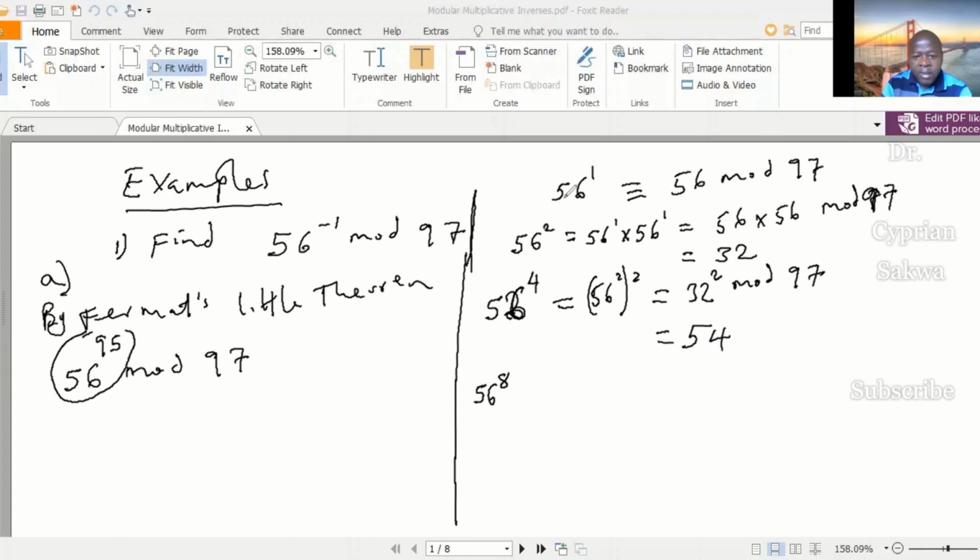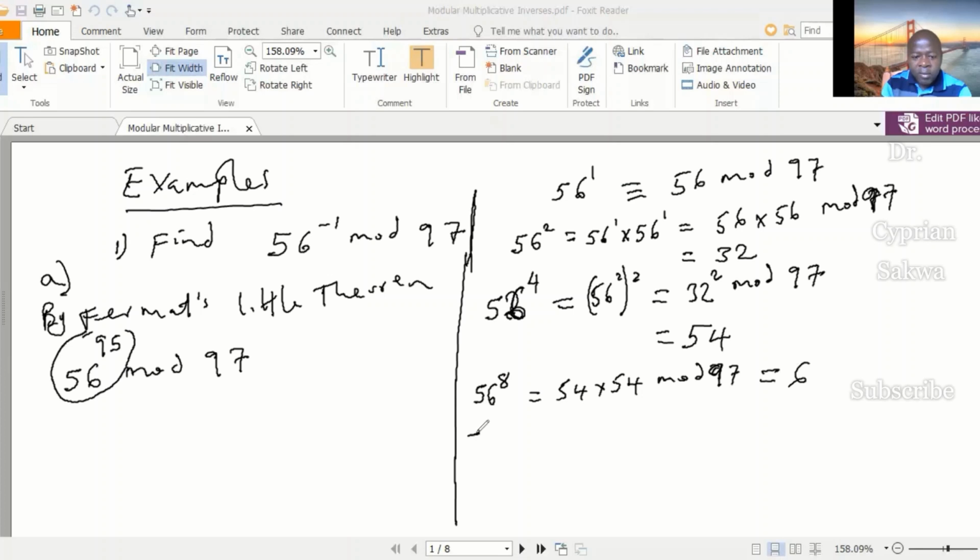Now, I also want to get 56 raised to 8. I'm just squaring, getting the table of squares. So the square of this will be 56 raised to 8, which is the same as 54 times 54 mod 97. We're asking ourselves, if 54 is multiplied by 54 and divided by 97, what will be the remainder? Again, you use your calculator and you find that the remainder is 6.